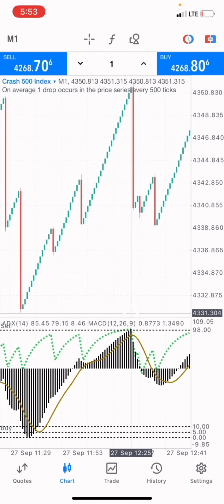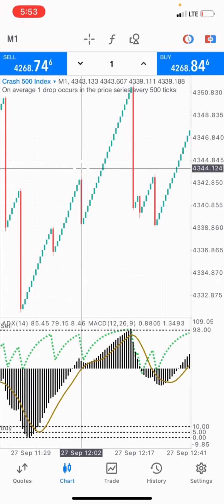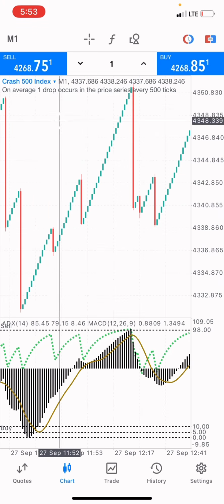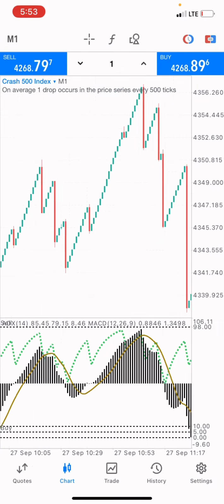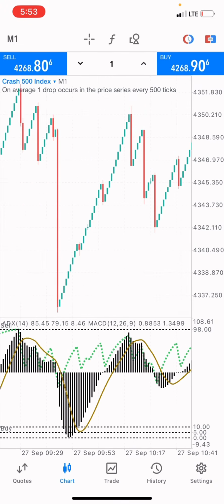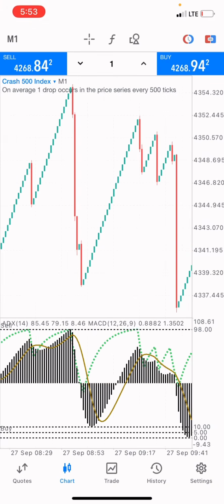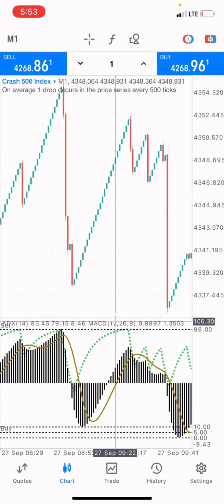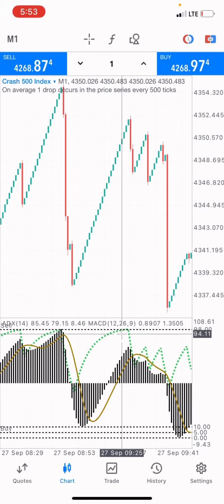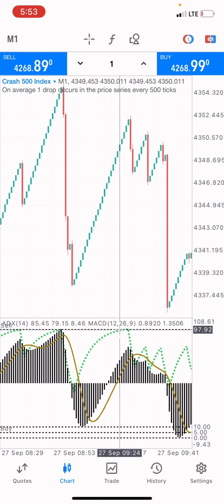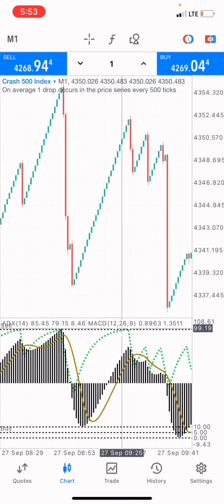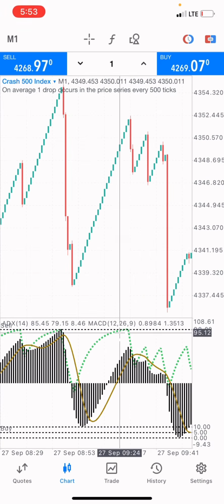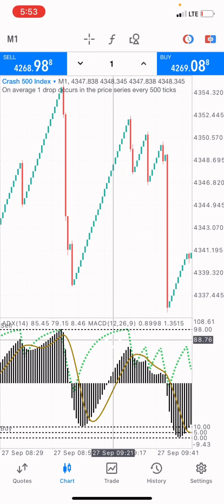So this is a very good strategy and a very good indicator for catching spikes on the Crash 500 index market. Okay, I want you guys to take notes of that. If you take a look at this place right here, this is a very good example. You can see right here, guys, at this point it crosses, but this MACD did not reach the line, but you can see there's also a spike. So this works well, guys.